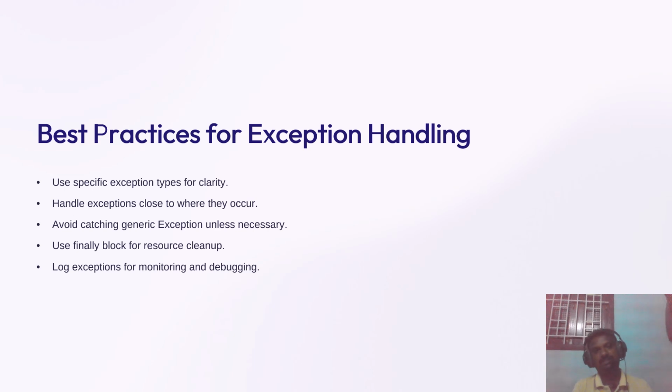These are some of the best practices. Use specific exceptions, handle exceptions close to where they occur, avoid catching generic exceptions unless necessary, use a finally block for resource cleanup, and log exceptions for monitoring and debugging. These are some important things we need to remember while writing user-defined or built-in exceptions in your program. Use them when needed. Otherwise, don't use exception handling.